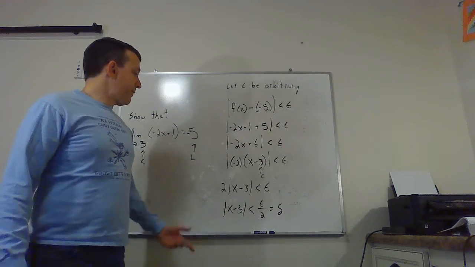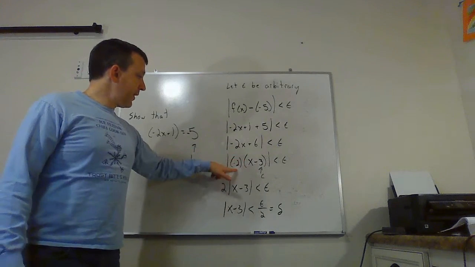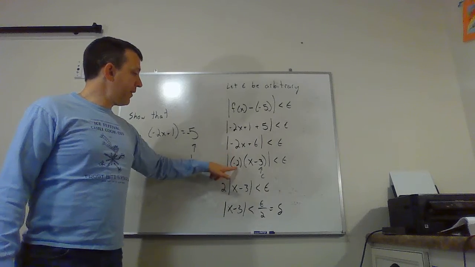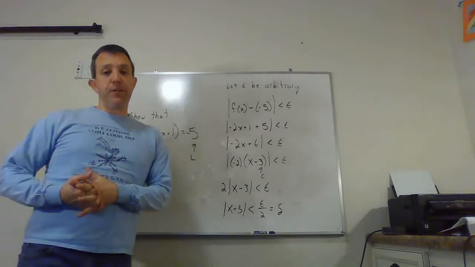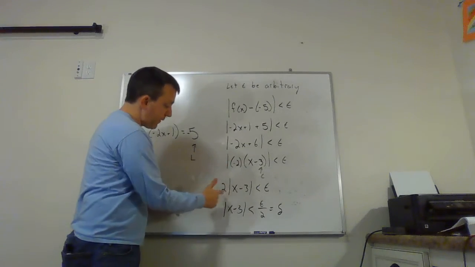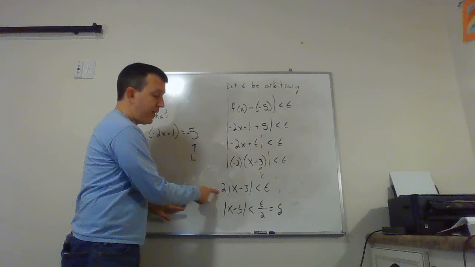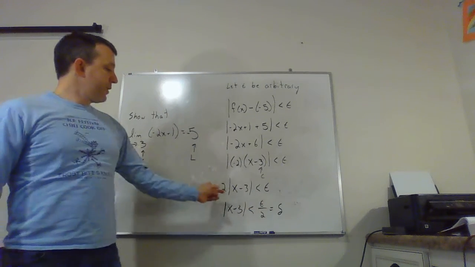The first thing I notice is I have a negative 2 on the x. I don't want that there. So I factor out the negative 2. That gives me the absolute value of negative 2 times x minus 3. If you split an absolute value across a product, you just take the absolute value of both parts. So the absolute value of negative 2 is a positive 2. So we have 2 times the absolute value of x minus 3 is less than epsilon, and we just divide both sides by 2.